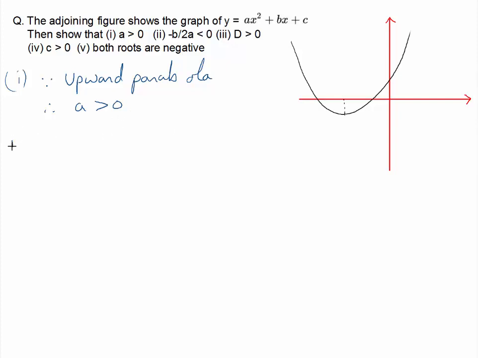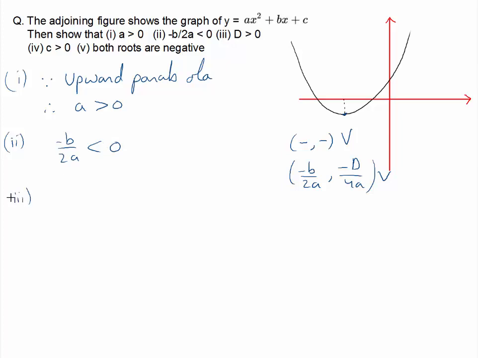parabola. The next part is we need to show minus b by 2a is less than 0. Now if you recall, the vertex minus b by 2a is the x coordinate of the vertex. Now this is the vertex. If you notice, this vertex is in the third quadrant, so therefore its coordinate would be negative and negative, meaning its x coordinate is also negative and its y coordinate is also negative. So therefore we can easily conclude that minus b by 2a must be negative because for the vertex this is the x coordinate. So minus b by 2a is less than 0.